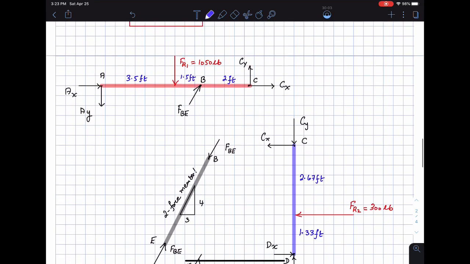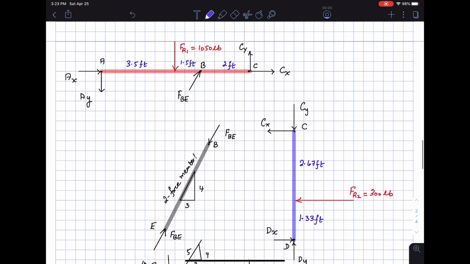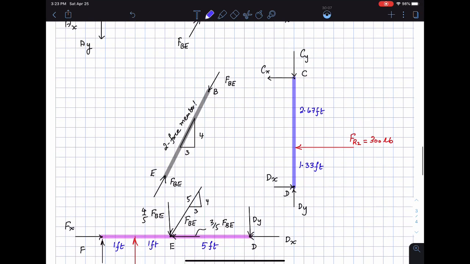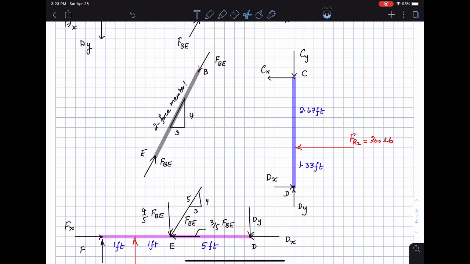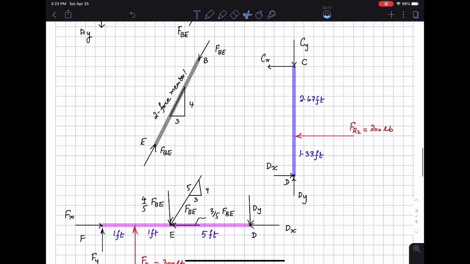Okay, we have the free body diagram of A, B, C. Then I have the free body diagram of F, B, E, which is a two force member. So I'm just going to scoot that and have that stand alone by itself. Okay, so this is the free body diagram of FBE, and then I have the free body diagram of CD, and then free body diagram of FED.